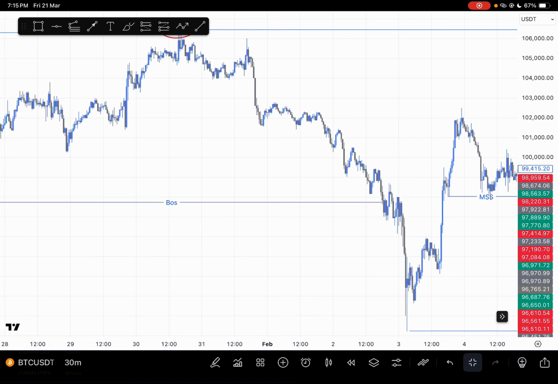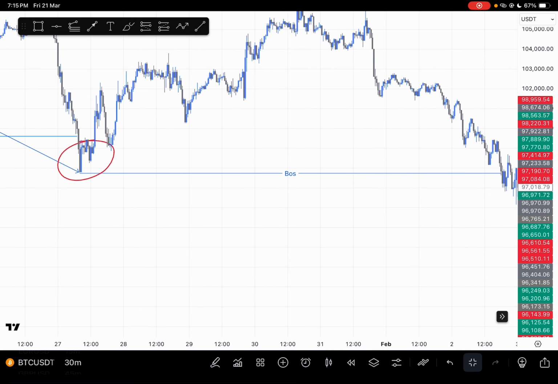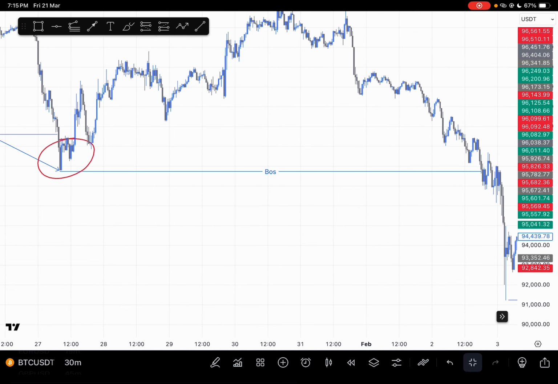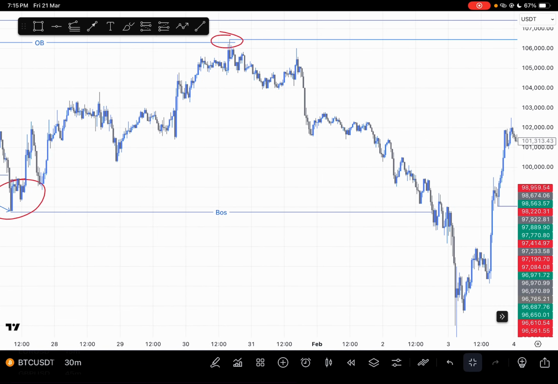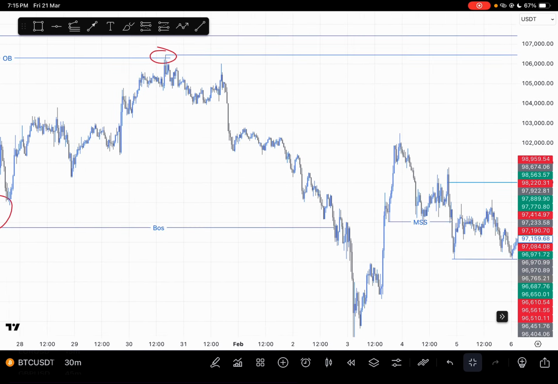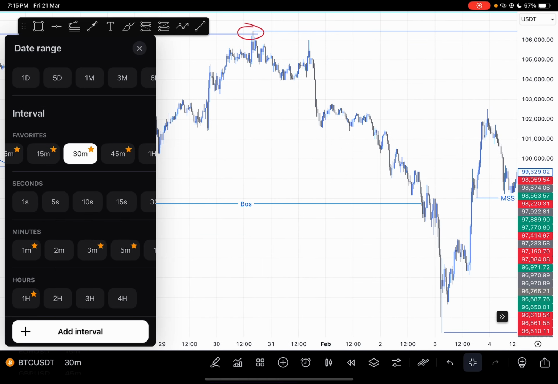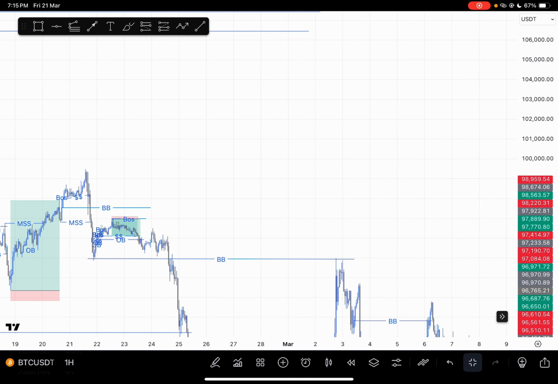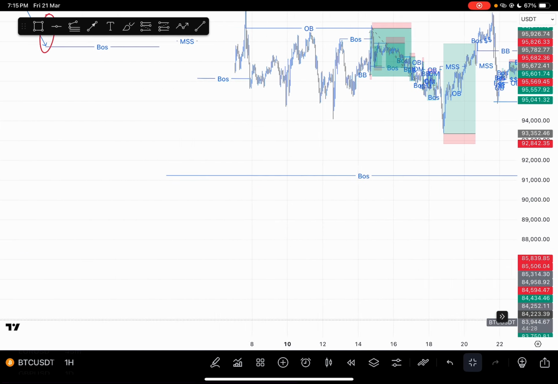So this is the 30 minutes time frame. You check on the 30 minutes time frame if there's an order block or a breaker block, and if you look closely, you won't be able to spot any order block or breaker block on this 30 minute time frame. So let's check the 1 hour time frame. You always have to use multiple time frames.